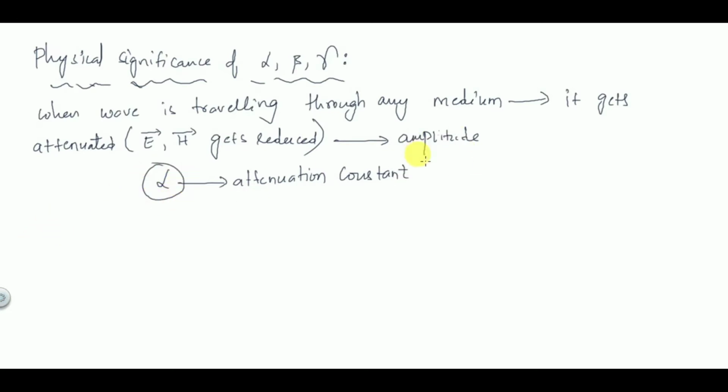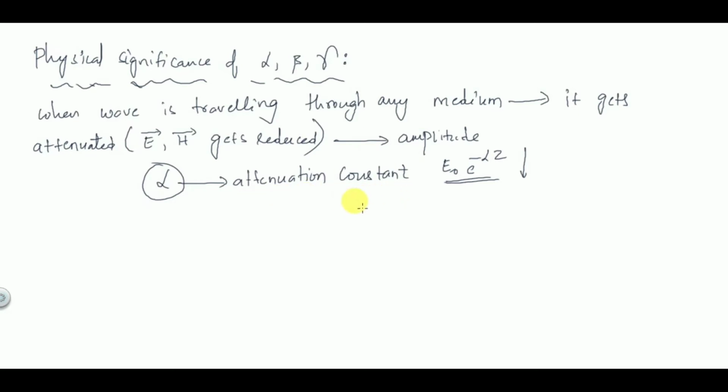This is why we have used e power minus alpha z in the wave equation also. So E naught into e power minus alpha z. That is, the wave is getting attenuated, so the amplitude is getting decreased. That is the physical significance of alpha.